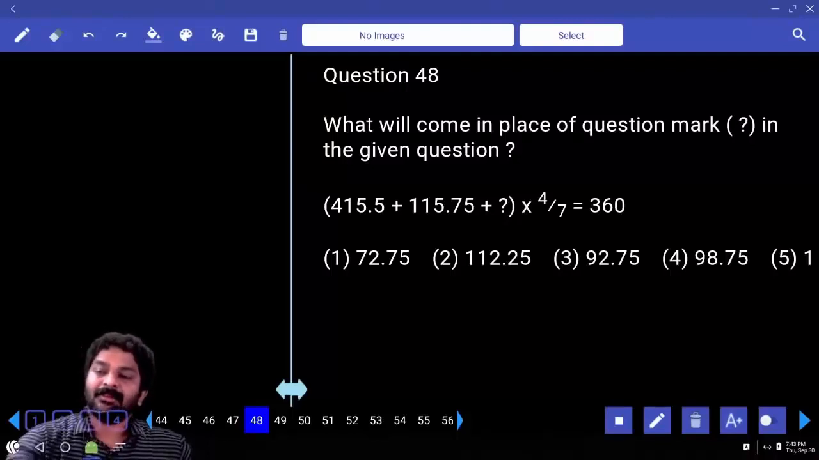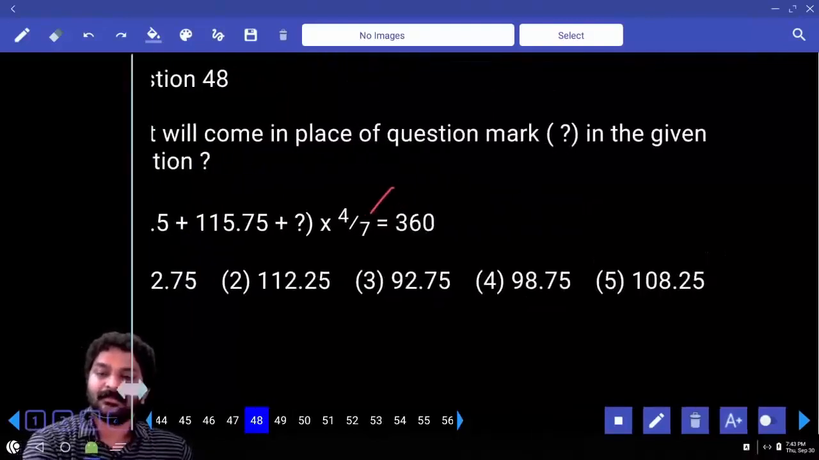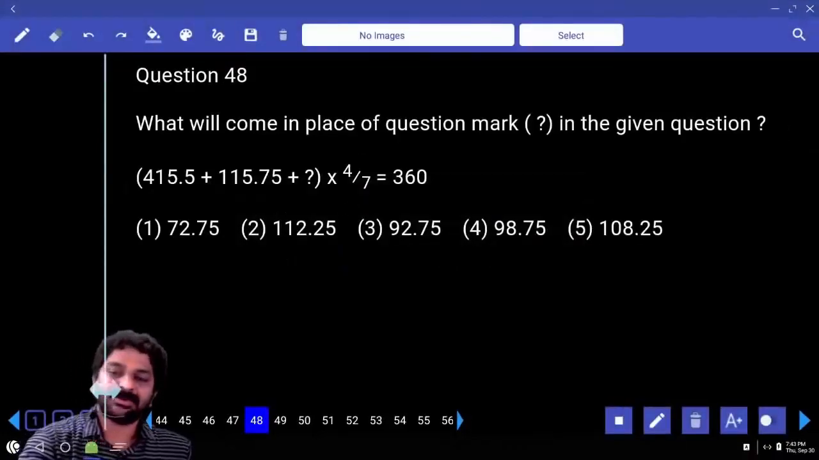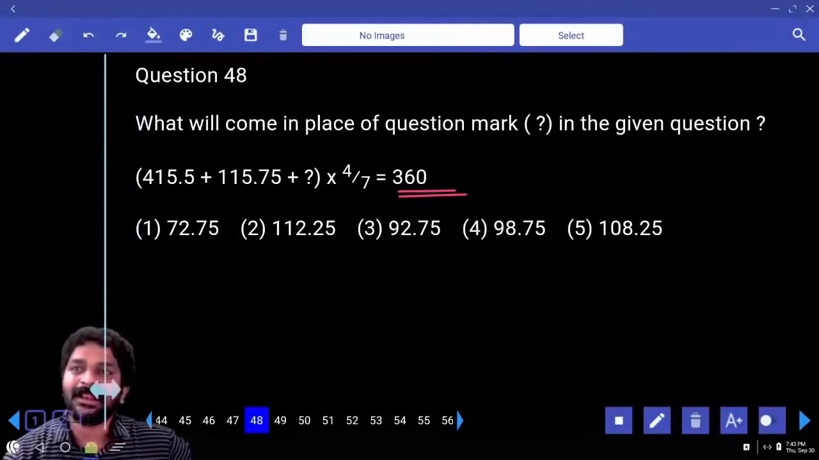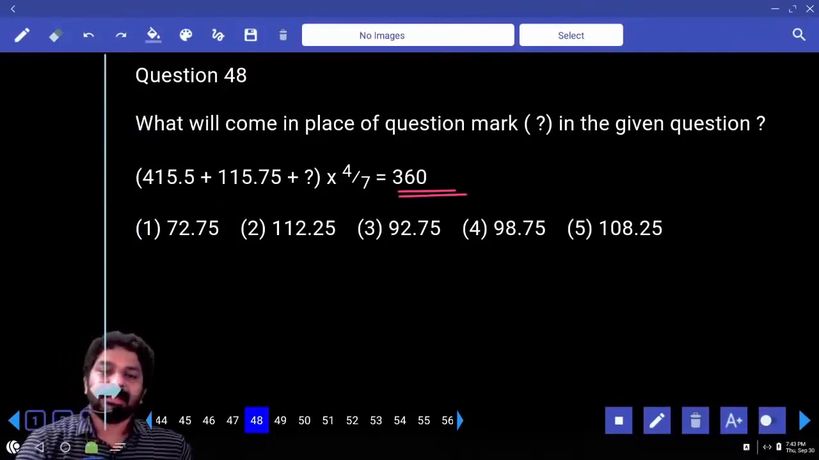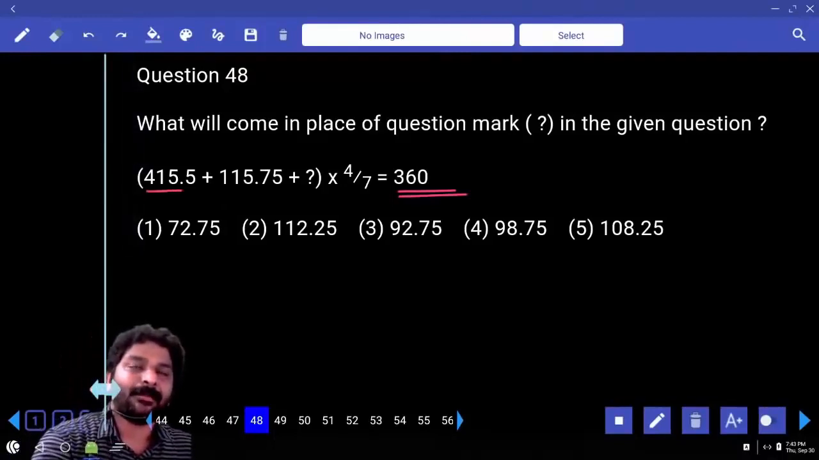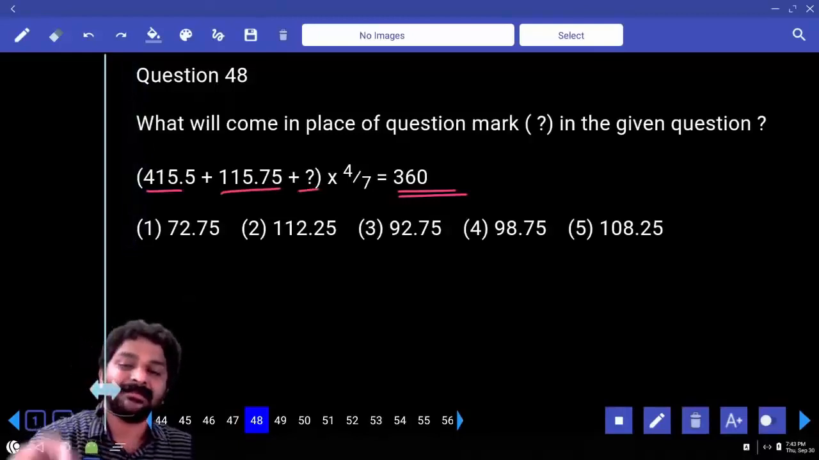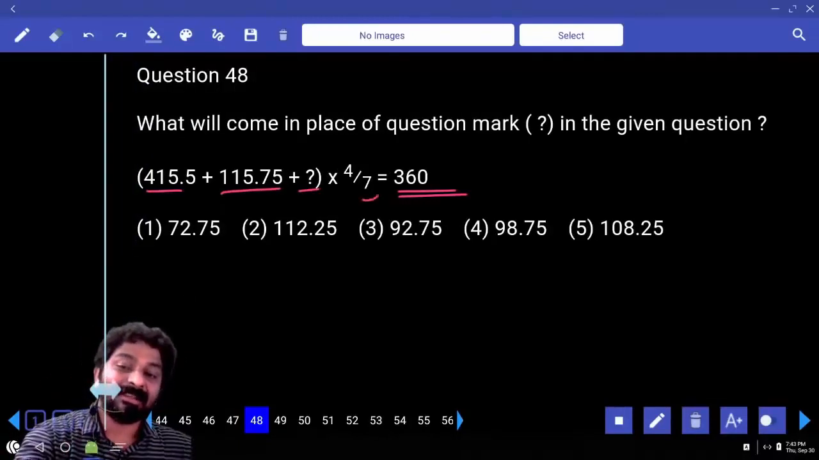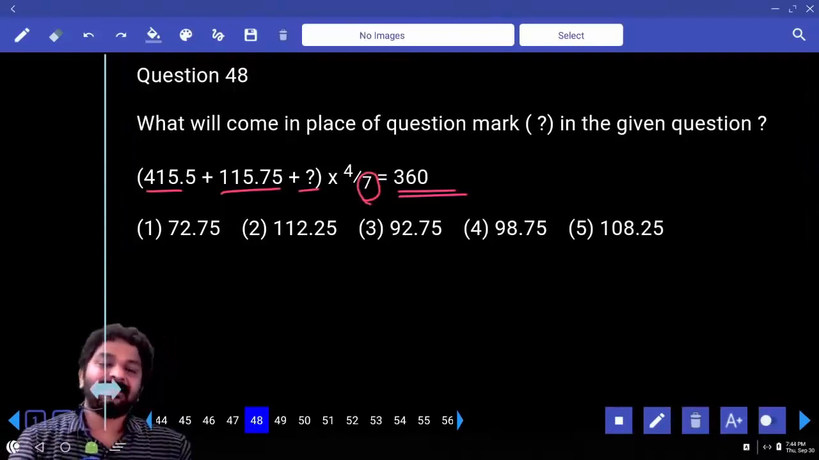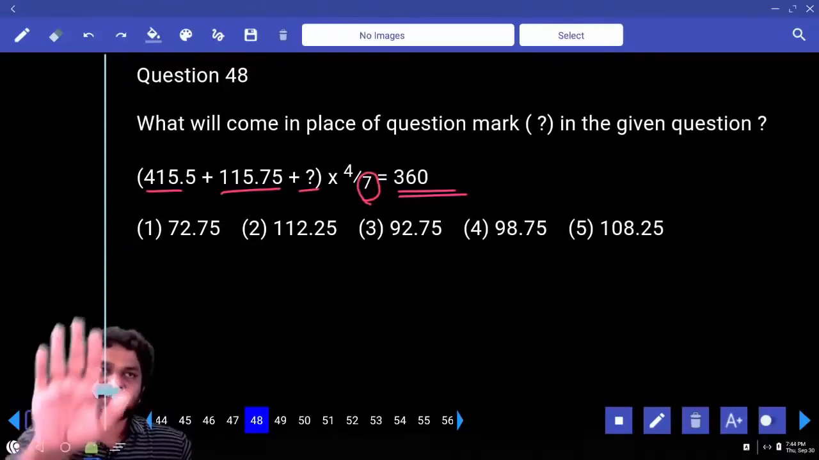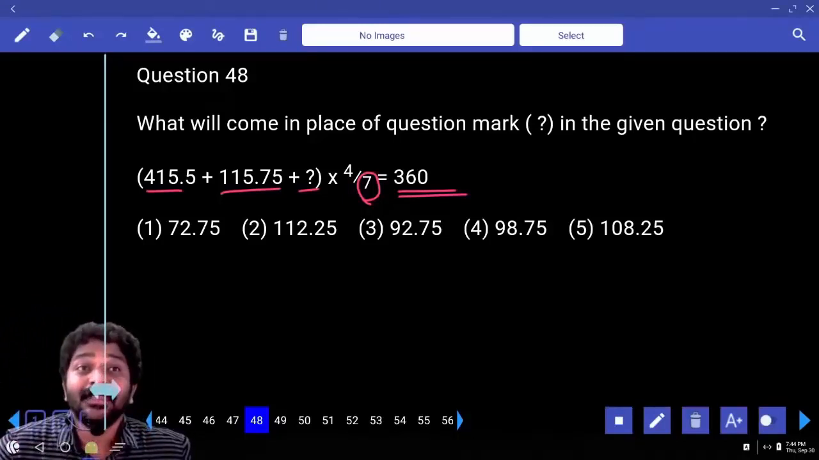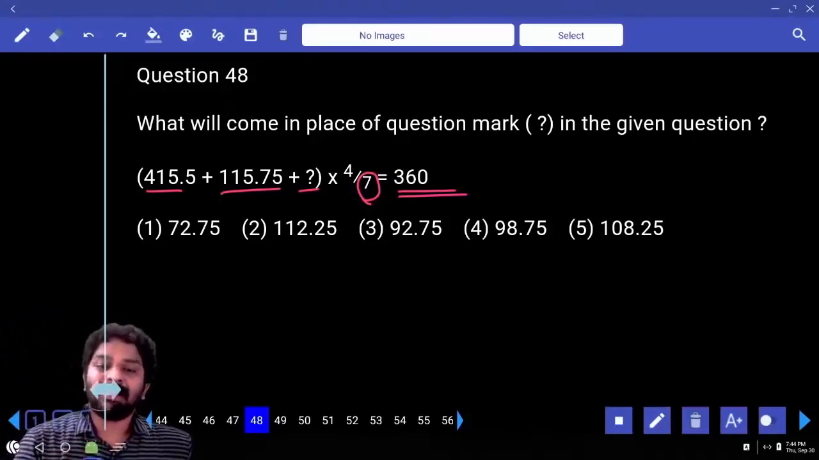Right. So 4 how many times? Right hand side number 90 times. So on the right hand side there is a 10 multiple. We have to check. 415.5 plus 115.75 plus some number is there, and that should be divisible by which number? 7. Okay. 7 divisibility is there. Keep that point aside. On the right hand side which multiple you have? Come on. A 10 multiple we have.